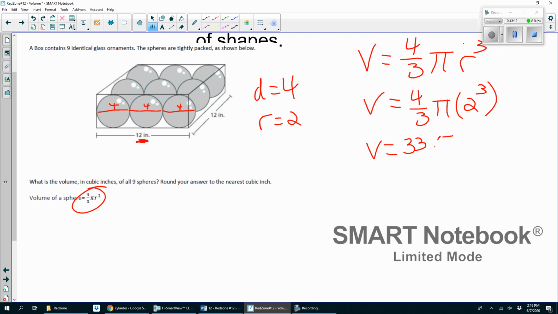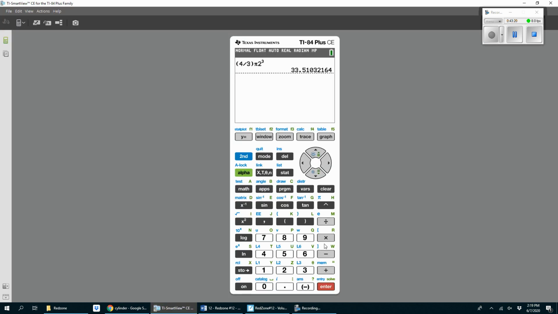That's not your final answer. That's the volume of one of the spheres. But we have 9, so I multiply that by 9. So let's go back to my calculator. If I just hit times 9, look, it says answer times 9. That means the previous answer times 9.